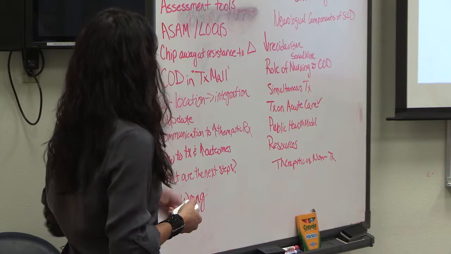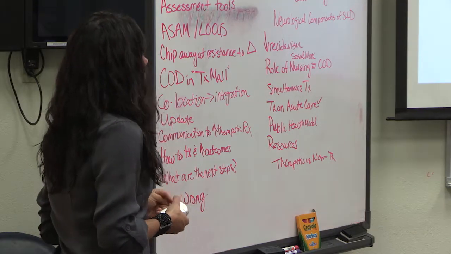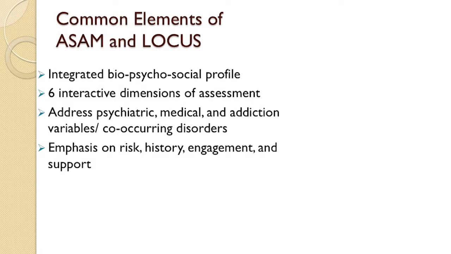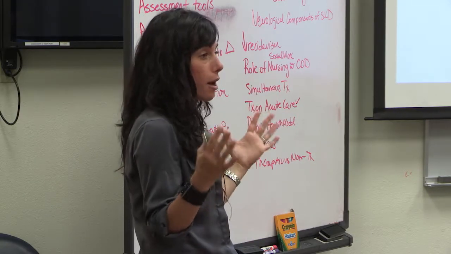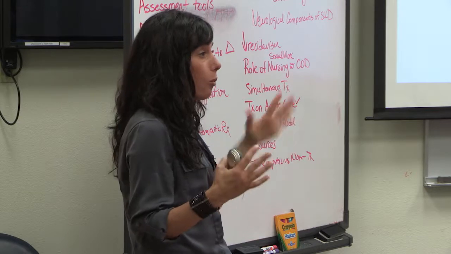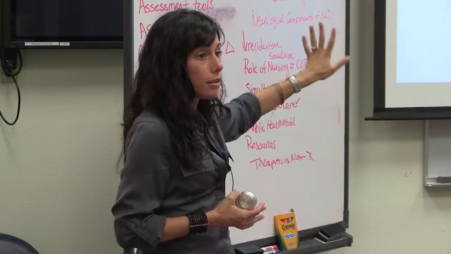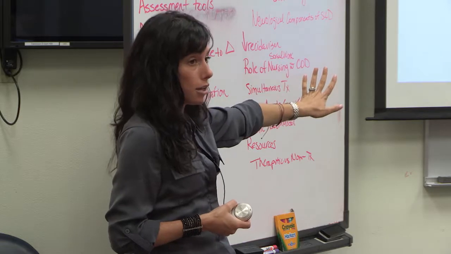So let's go through these. Common elements of the ACM and the LOCUS. They're both integrated biopsychosocial profiles. They take into account biological, social, psychological, the continuum. And what it does is it helps give us an idea of what the intensity of need is, what the severity of the intensity of need is across all 6 of those dimensions. And when the assessment is really completed well, you have such a robust amount of knowledge about this individual without even being diagnostically driven. These are not diagnostically driven. These are based on presentation and history.